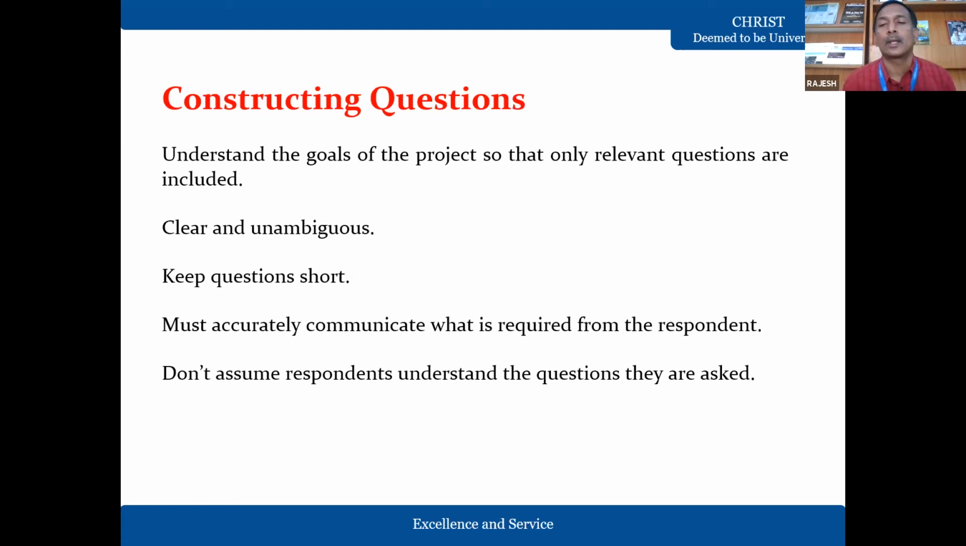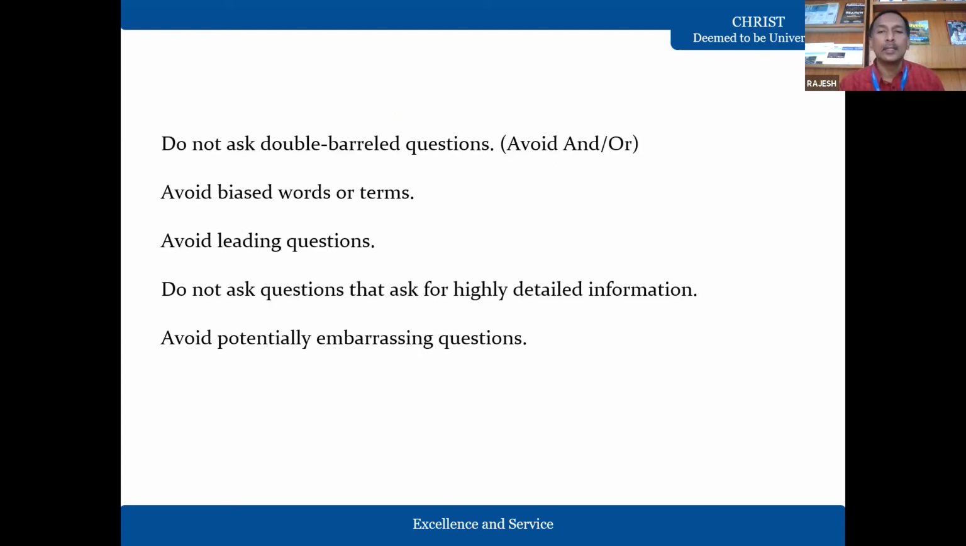And accurately communicate what is required. That's also very, very important. Anything irrelevant to the survey should not be included at all. And don't assume respondents understand the questions they are asked. So ask the respondents whether they understood the question. If you have any doubts, please ask. But you cannot expect them to answer the way you want them to answer. That's different. But don't assume that respondents understand the questions that they are asked.